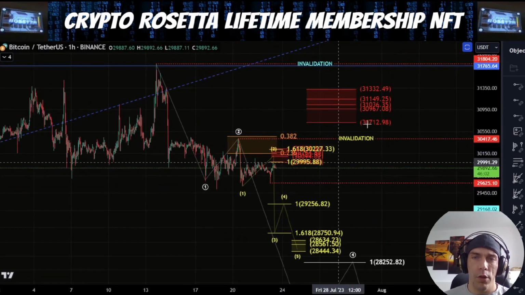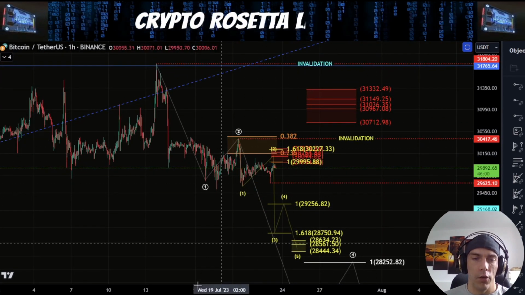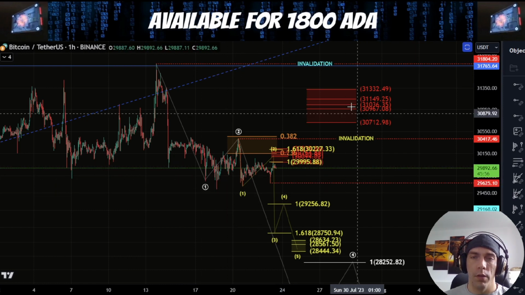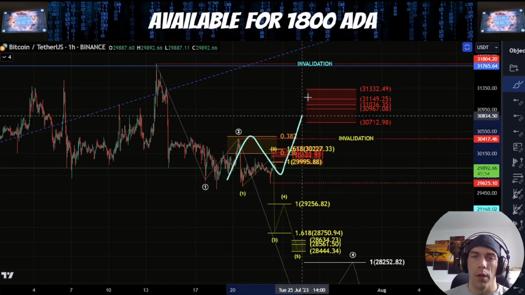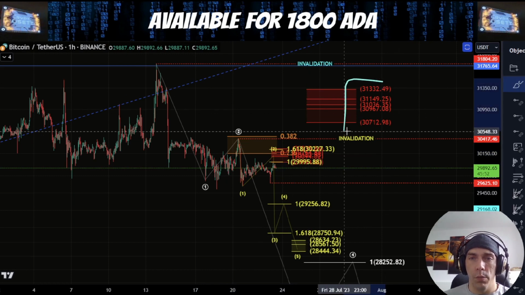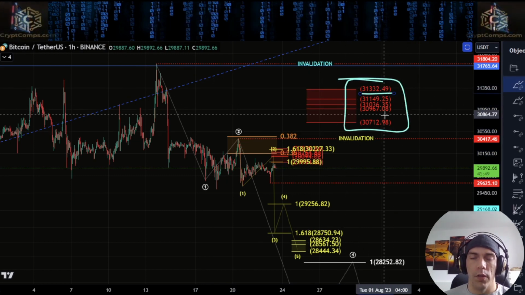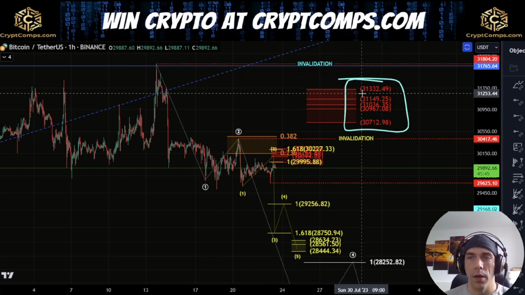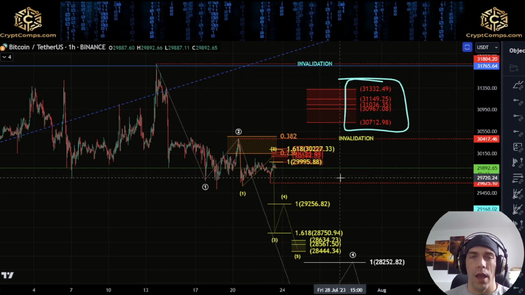But really, even if we do move up past this invalidation level, if we just get something like this, where we just get a 3-wave move to the upside here, we get ABC, we need to still be cautious in this area of this 31,332. Invalidation of this completely is up here at this 31,804 level.